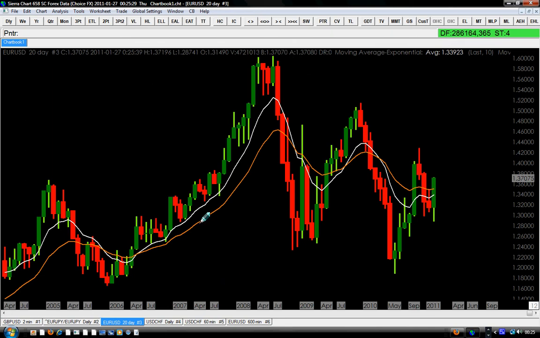Okay? We know that when the price is rising, the first support level is the exponential moving average 10. And then after that support level is broken, the next support level is the exponential moving average 20. Some traders will always buy when the price is rising and pulls back near the exponential moving average 20.